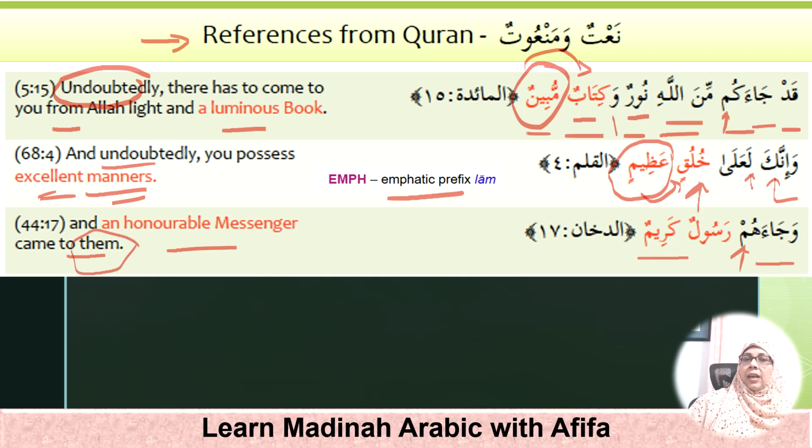So came to them, what came? Rasulun, right? It is messenger. And what kind of a messenger? Here is your adjective describing our Rasul. He is an honorable messenger, right? So this is describing our Rasul sallallahu alaihi wasallam with a beautiful adjective, kareemun.